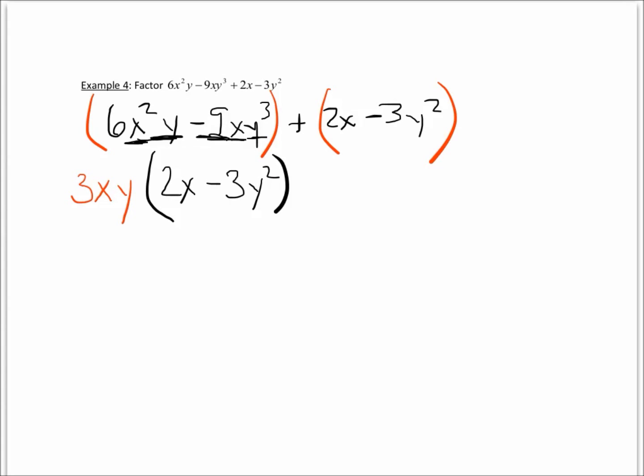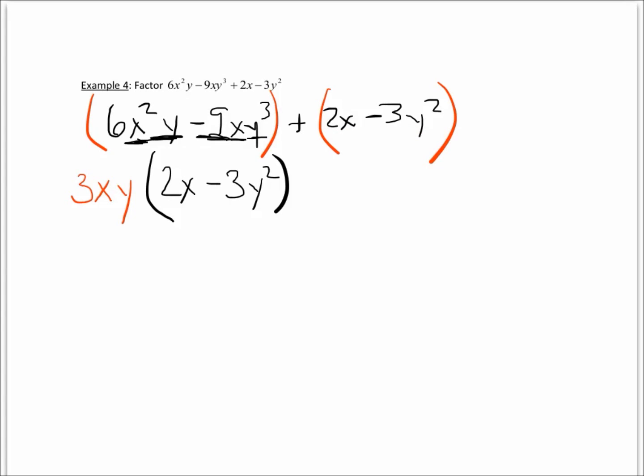Now it's time for the second one. Let's look at the numbers first. 2 and 3. No numbers divide evenly into both 2 and 3. So now let's look at the variables. This one has an x, but the second term doesn't. This one has a y squared, but the first term does not have any y's. There is not a GCF for this entire second group.